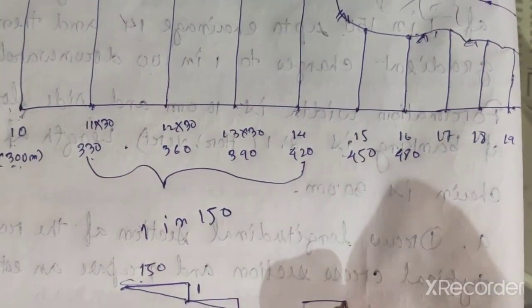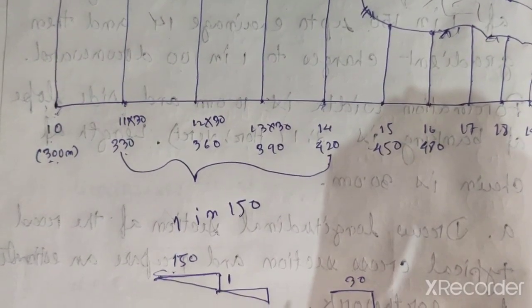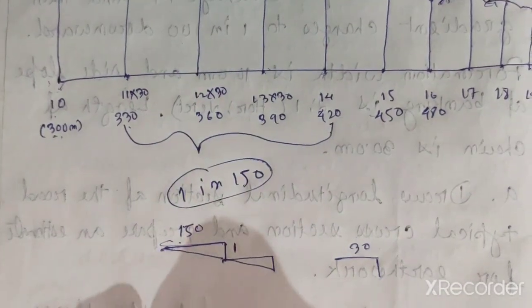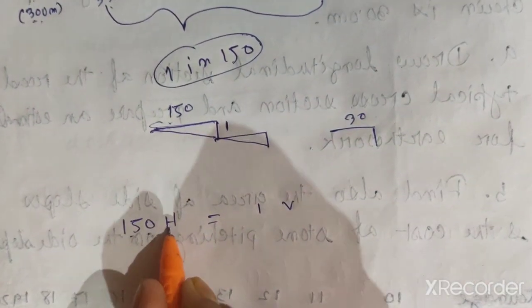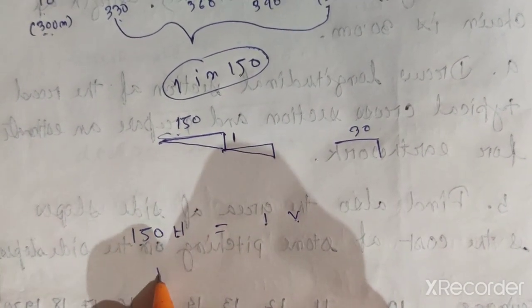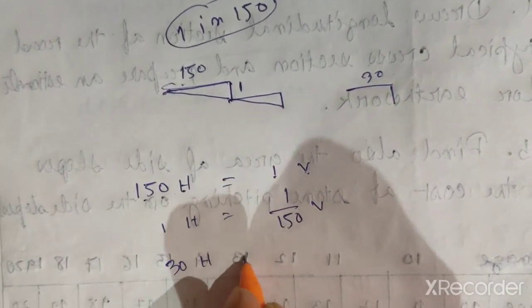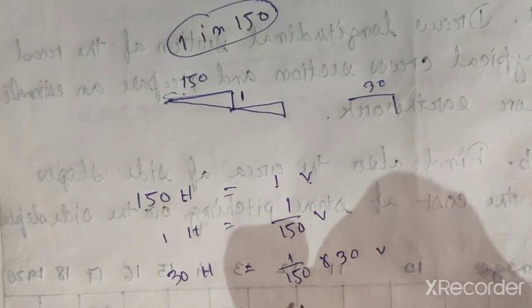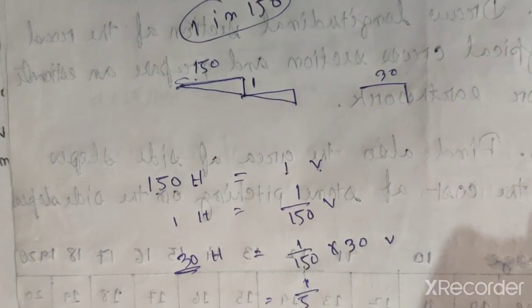So how much are we moving horizontally? 30. So how much do we need to move vertically? That we need to calculate. According to the gradient, if we move 150 horizontally, then we move 1 vertically downwards. If we move 1 horizontally, then 1 by 150 vertically. If we move 30 horizontally, then 1 by 150 into 30 vertically. That means 1 by 5, that means 0.2 vertically.